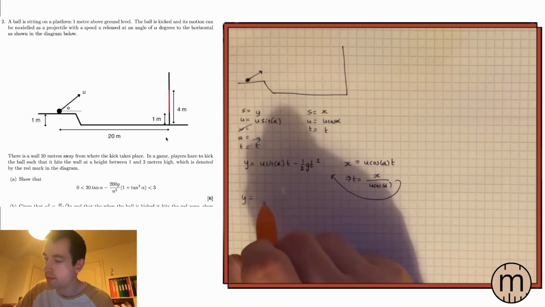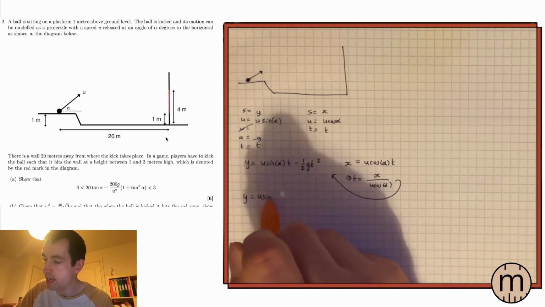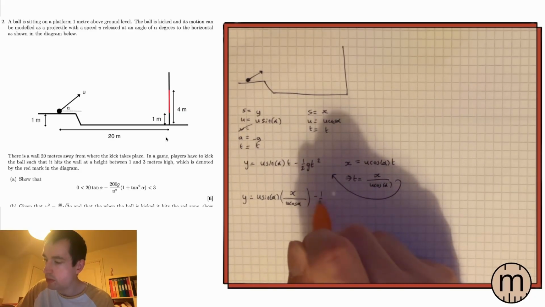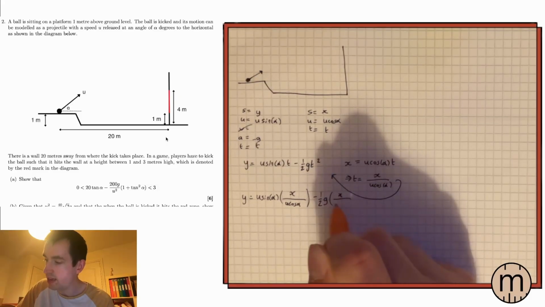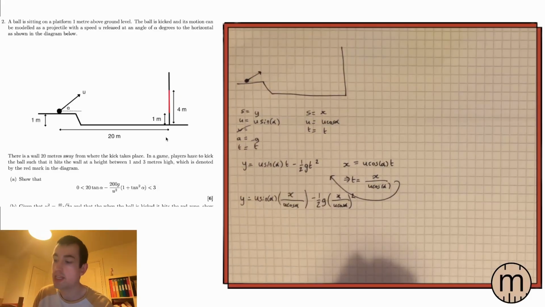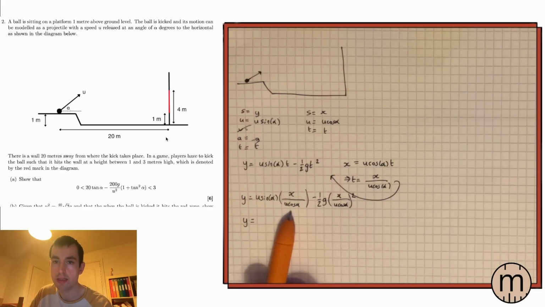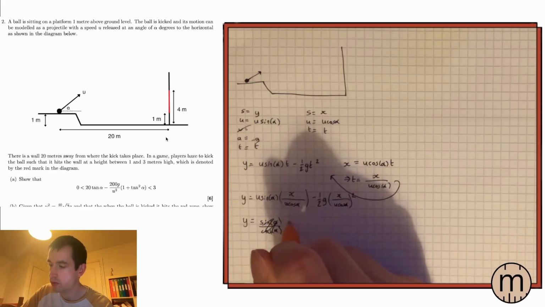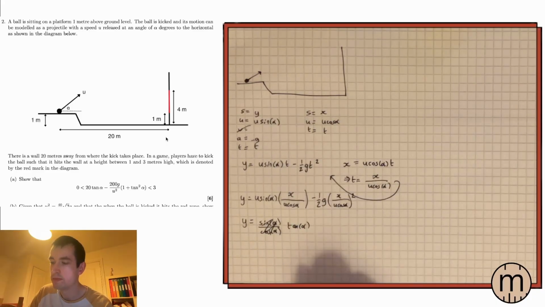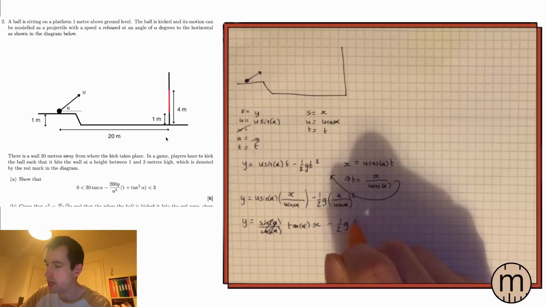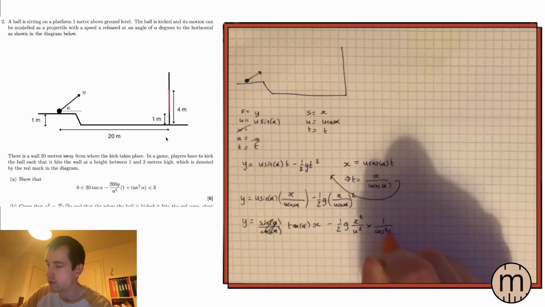t. So y is going to be equal to u sine alpha, lots of x over u cos alpha, minus 1/2 g that thing squared. Now we can simplify. We're going to get y equals, the u's will cancel out. The sine over cos will give us tan. And then we'll have an x minus 1/2 g x squared over u squared times 1 over cos squared.